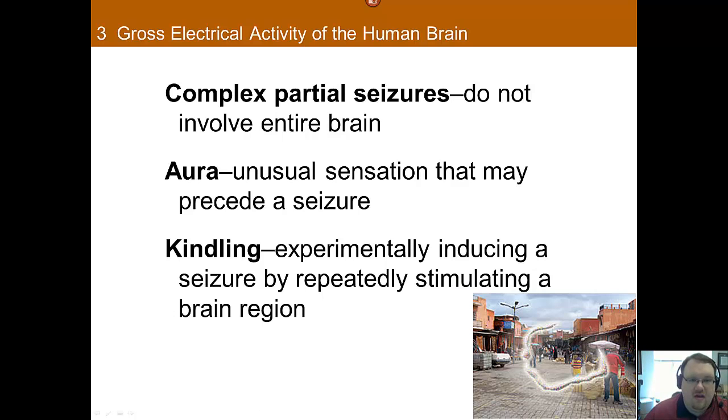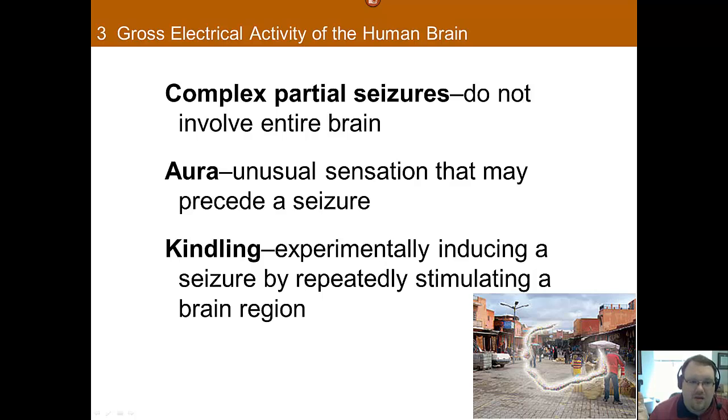Another type of seizure to talk about is complex partial seizures. These are a bit different because they don't involve the whole brain, and thus they can produce a wide variety of symptoms depending on where the seizure occurs. That's the wild card: the effects you see depend on where in the brain the seizure is taking place.